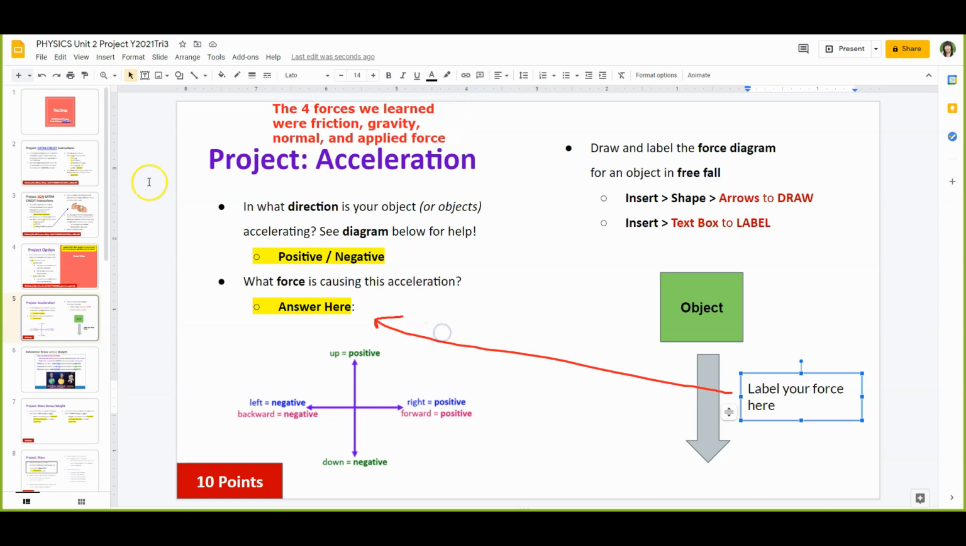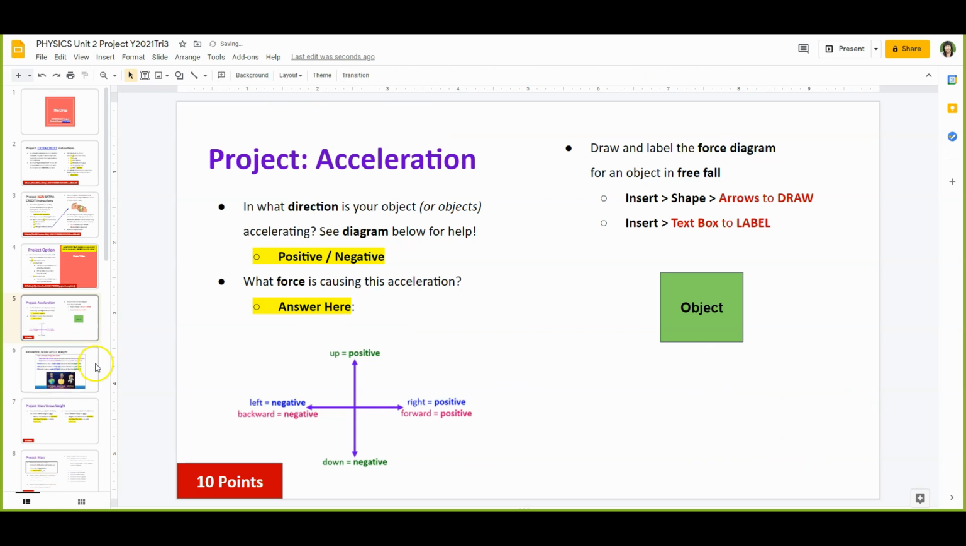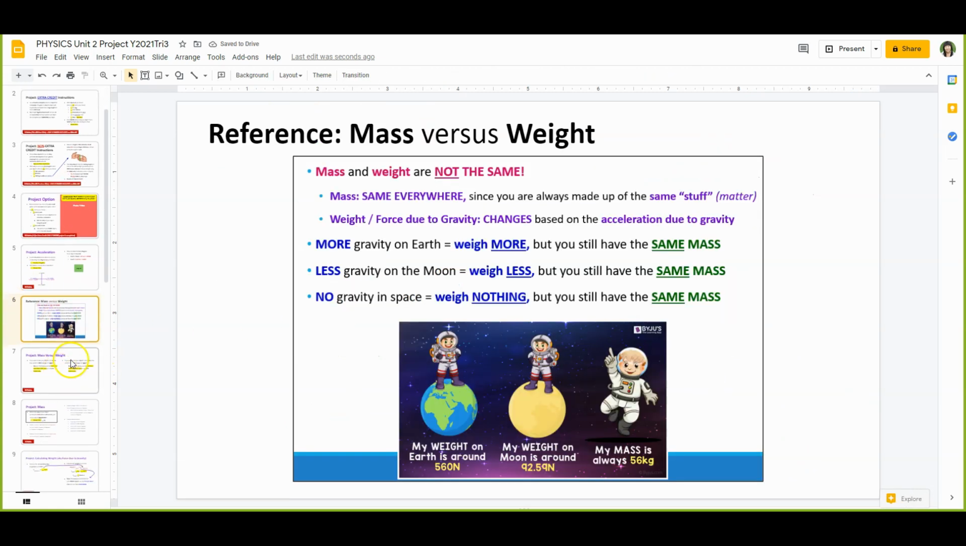Okay, so you should be able to figure out which of those 4 causes things to fall. All right, so that should help you with that one right here.